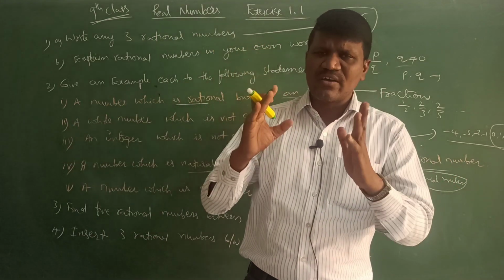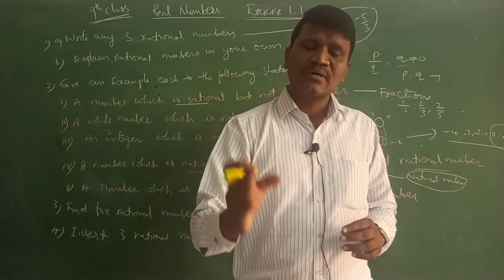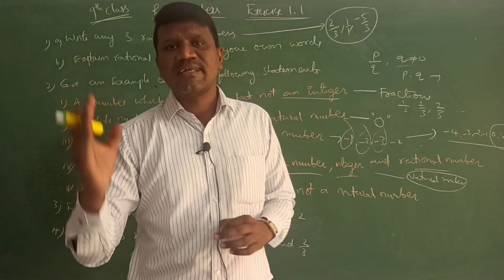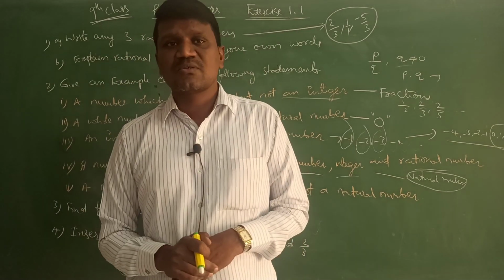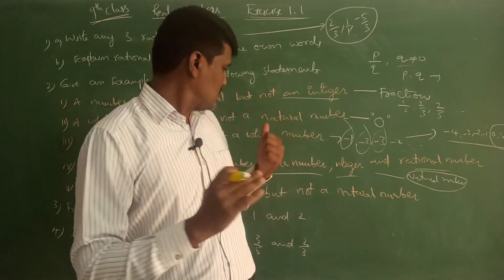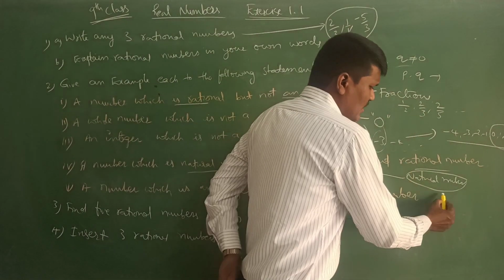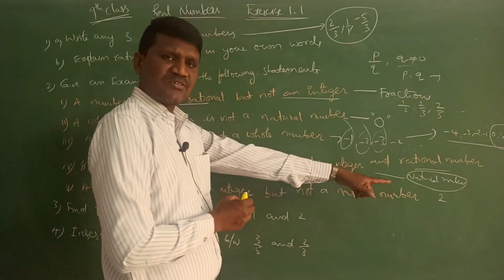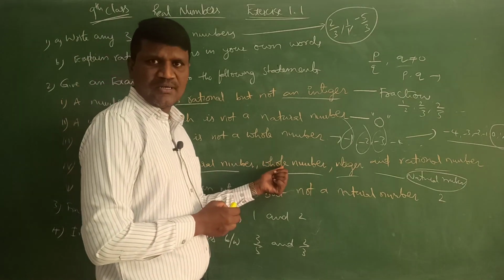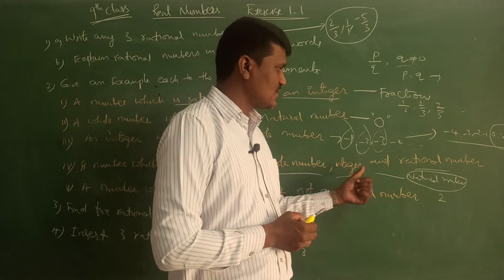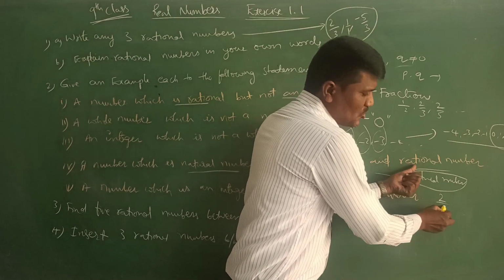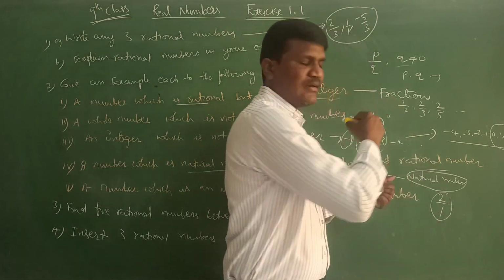In fact, here you can note one thing. Every natural number is a whole number, an integer, and a rational number. So all the natural numbers, you can take as whole number, integer and rational number. 2 is a natural number, yes. 2 is a whole number, yes. 2 is an integer, yes. 2 is a rational number. 2 I can write as 2 by 1, then 2 by 1 is a rational number.